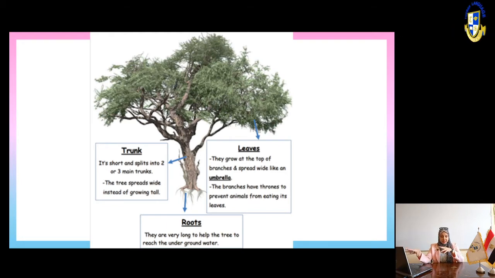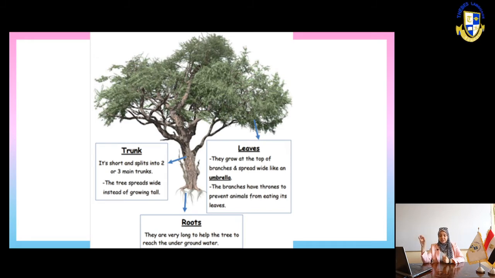As we can see in this tree here, we will talk about three parts: the trunk, roots, and the leaves. But first, what's meant by trunk? Trunk, it's like the stem, but the trees, because they are very big, very huge, they don't have a stem, they have a trunk, okay? So here, as we can see, the trunk of the tree, this brown part, is short. So the trunk is short and it splits into 2 or 3 parts, okay?